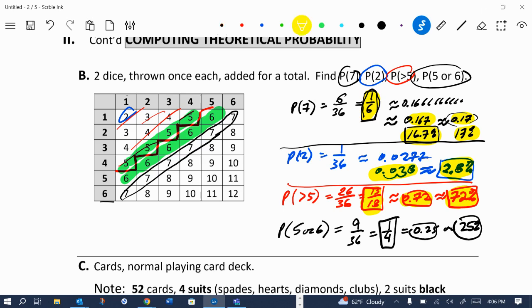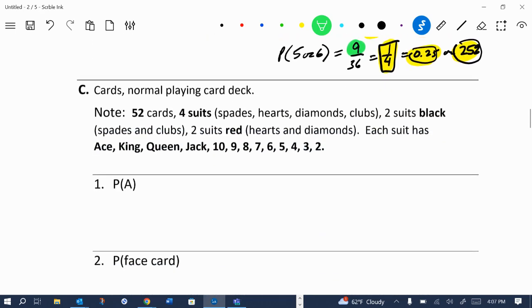So those are the possible answers here. But the idea of it was that you would get that total, 9 numbers total, would satisfy the requirement of a 5 or a 6, either one of them. Now let's look at examples involving cards.